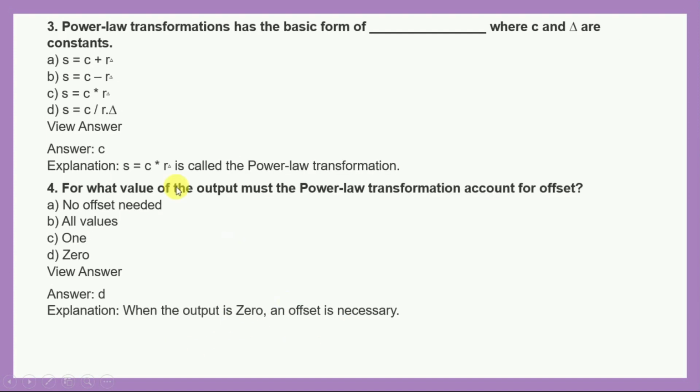Now the power law transformation has the basic form of dash, where C and delta are constant. So here are different forms given over here, and the right answer is option C, that is S is equal to C multiplied by R delta. Now the next question, for what value of the output must the power law transformation account for offset? So right answer is option D, that is 0. When the output is 0, then offset is necessary.